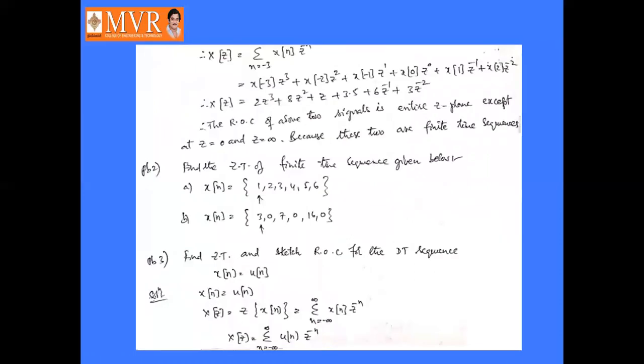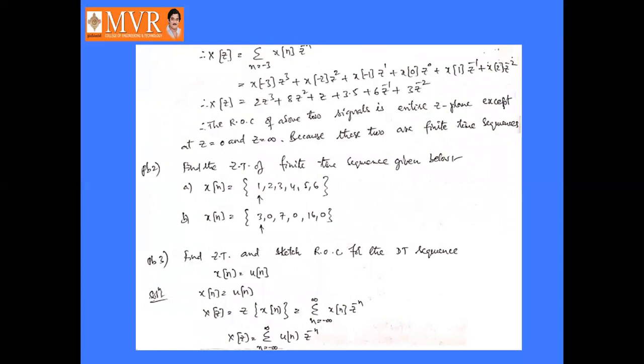2, 8, 8, 3.5, 6, 3. Okay, here x of minus 3 value is 2, x of minus 2 value is 8, x of minus 1 value is 8, x of 0 value is 3.5, x of 1 value is 6, x of 2 value is 3. So here it is varying from minus 3 to 2. So x of n into z power minus n.